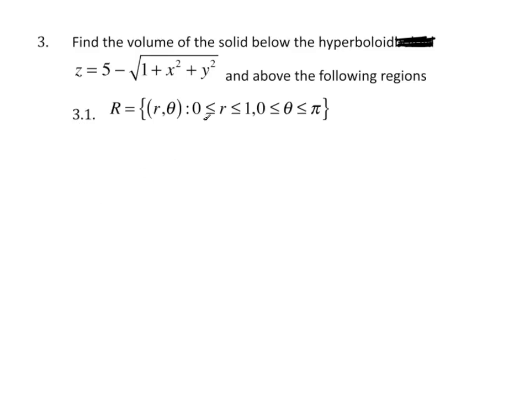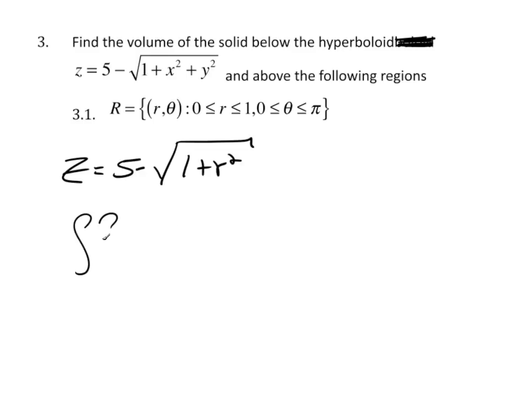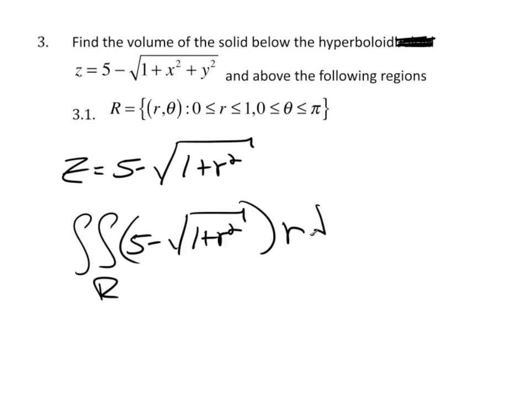Okay, this is already set up in terms of a polar region, so I just want to convert this to polar coordinates. So I can rewrite z as being 5 minus the square root of 1 plus r squared, which is kind of nice because now if I integrate, this is going to be a double integral over the region of 5 minus the square root of 1 plus r squared, r dr d theta. And this region, r would be going from 0 to 1, and theta from 0 to pi.